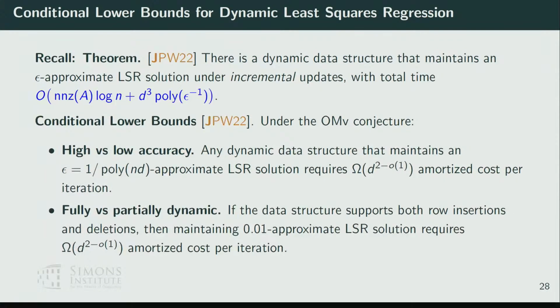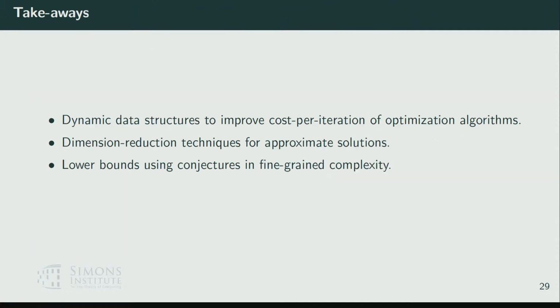And another thing is that this upper bound only works for incremental updates. What about fully dynamic updates where you have both incremental updates and decremental updates? So the answer is also no. So even if you just wanted to maintain some constant approximation, you will need to use the squared amortized cost per iteration. Okay, so finally I'm ready to end my talk.